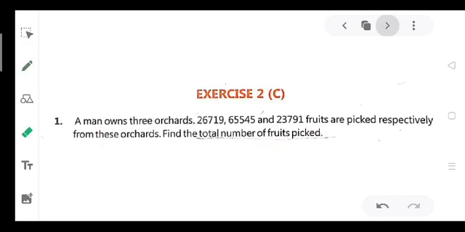Next question. Now we will come to our exercise. First sum. A man owns 3 orchards. What is an orchard? An orchard is a place where you can find so many fruit trees. That place is called an orchard. So one man is having 3 orchards.